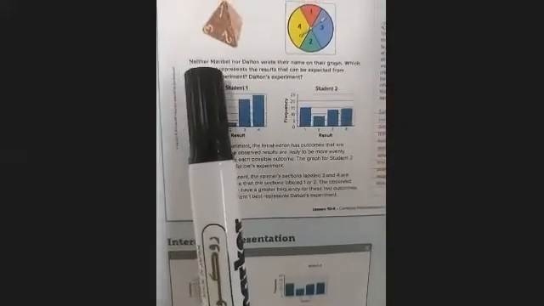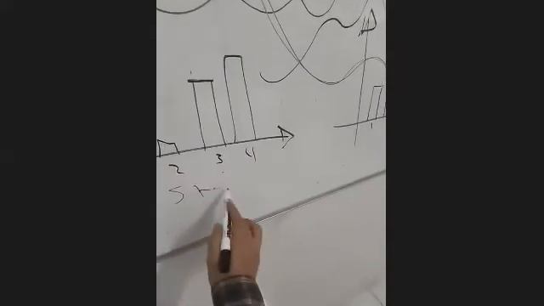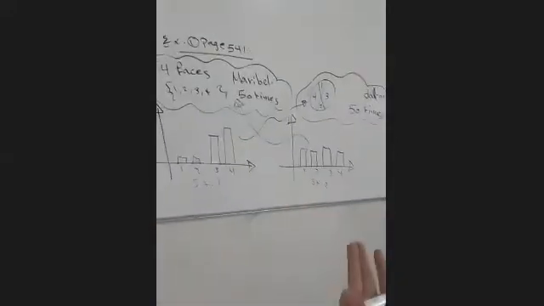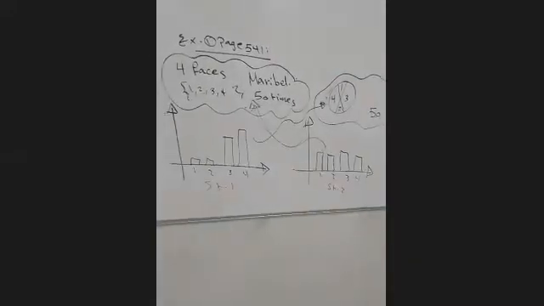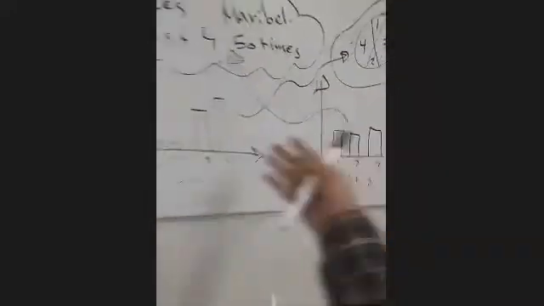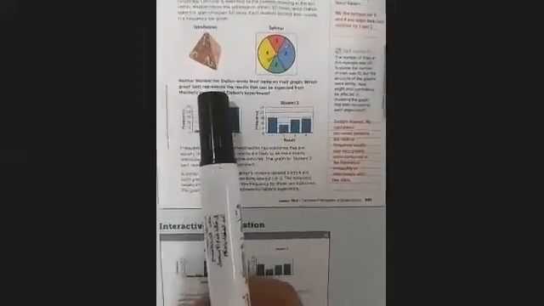Continue, Mustafa. Neither Marble nor Dalton wrote their name on their graph. Which means, in the graph, guys, they wrote student 1, student 2. We don't know before we answer the question which one is Dalton and which one is Marble, right? They just made their experiments 50 times for each and recorded their results, right? Continue. Which graph best represents the results that can be expected from Marble's experiment and Dalton's experiment?